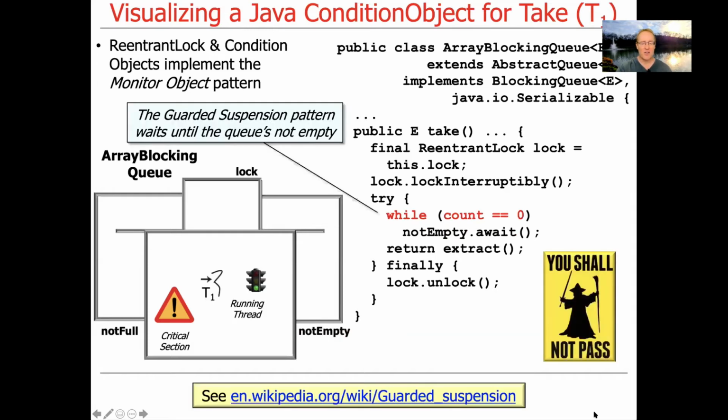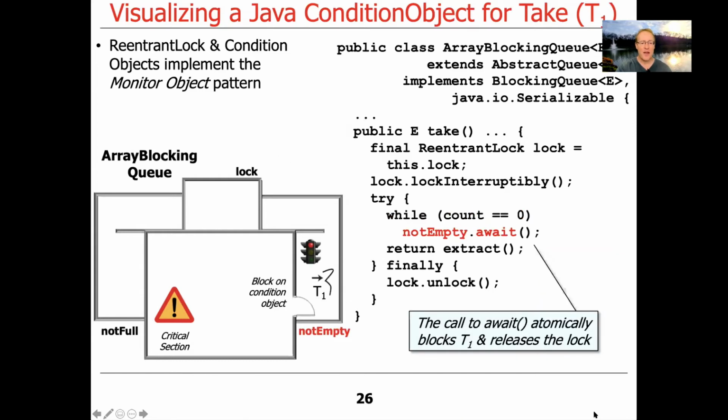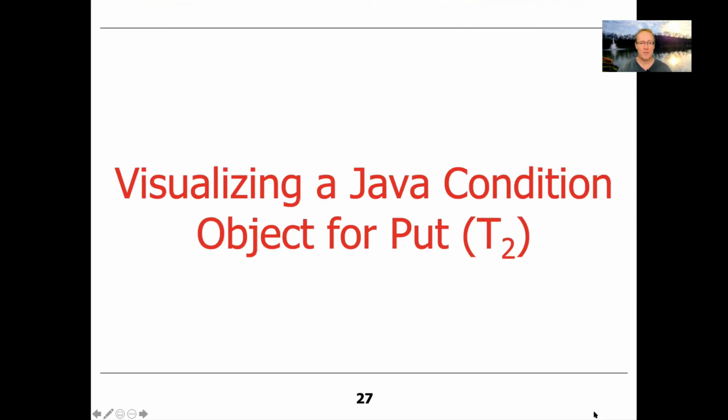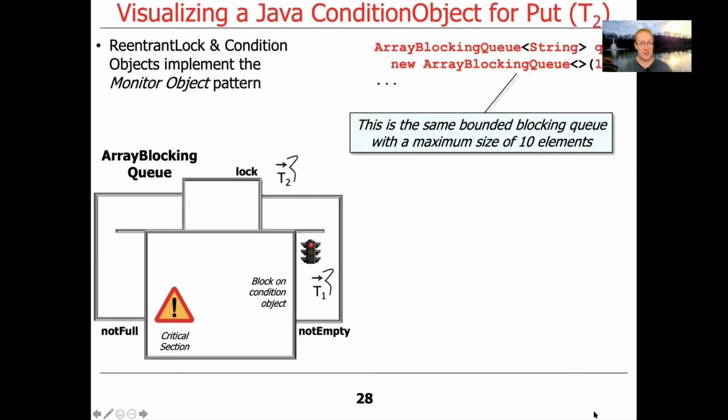So if you take a look at the visualization here, we're running at this point. If the count equals 0, then we go ahead and block. And that moves us out of the critical section. So we're now going to be parked in the not empty condition waiting room. I like to think about it like a waiting room. And as you can see in this particular case, that will put the thread to sleep and atomically release the lock. So the lock is now available for someone else. Let's go ahead and take a look at that something else.